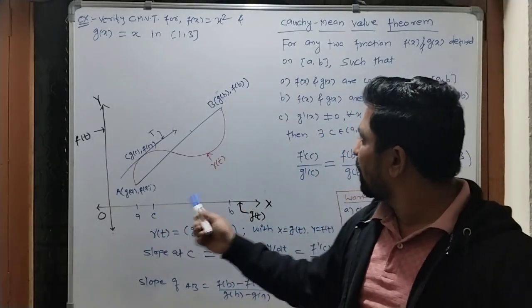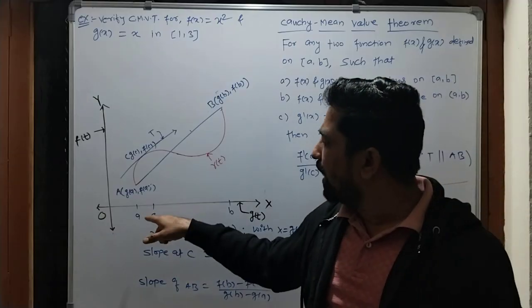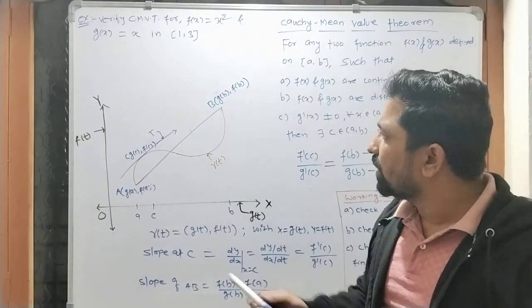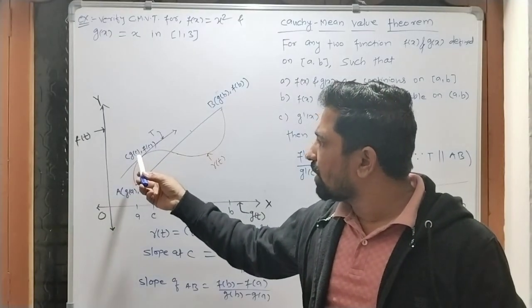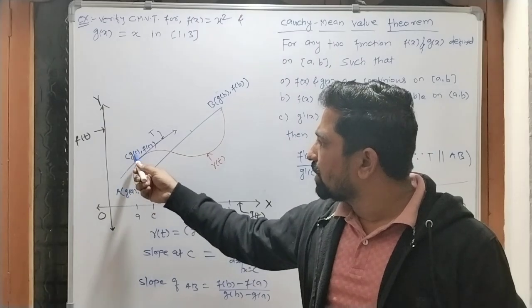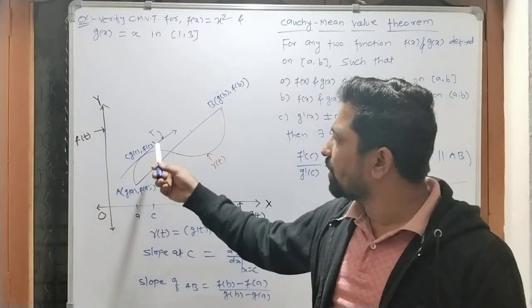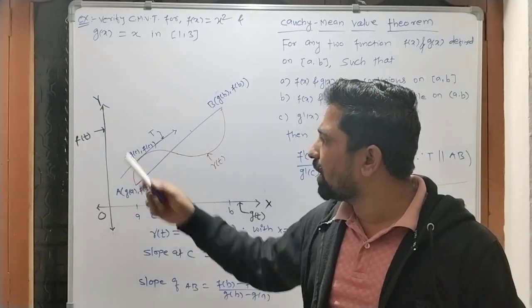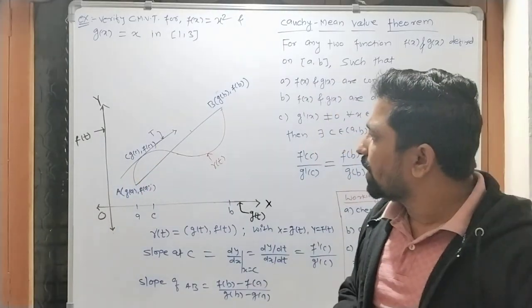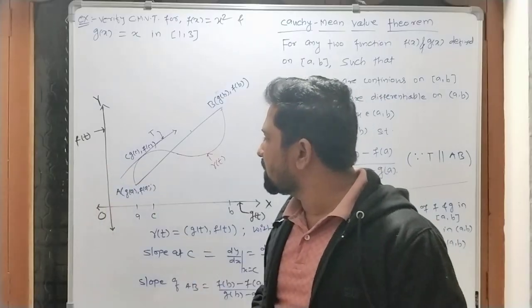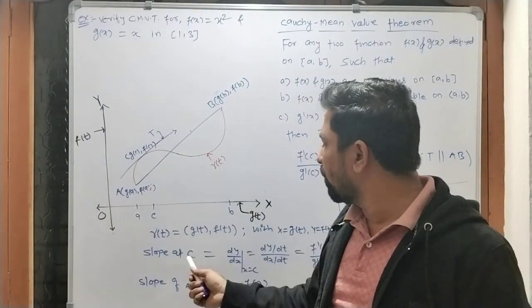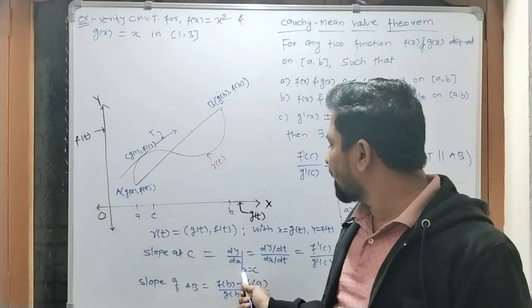According to the Cauchy mean value theorem, there exists one c belonging to the open interval (a, b) such that the point here is (g(c), f(c)). So there exists one tangent to this parametric curve at this point (g(c), f(c)). The slope of this tangent at this point c equals dy by dx at x equal to c.